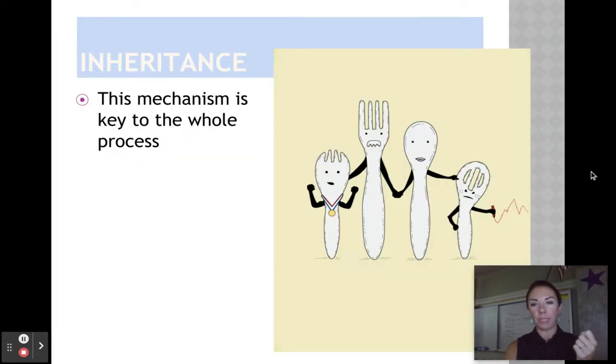Okay, inheritance. We talked about that DNA part, and we're going to talk about it really quickly. I like to see there's a fork and then a spoon and then the spork, and I don't even know what that's called. That's a fun one. So this is the mechanism that allows it to be passed down. Again, if it's not an inherited trait, then it cannot be passed down.